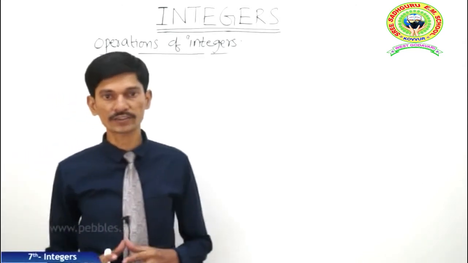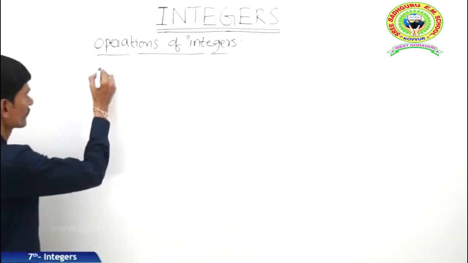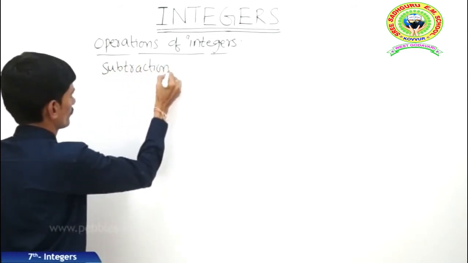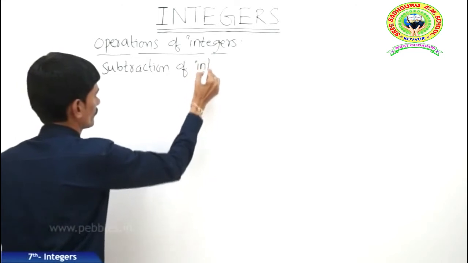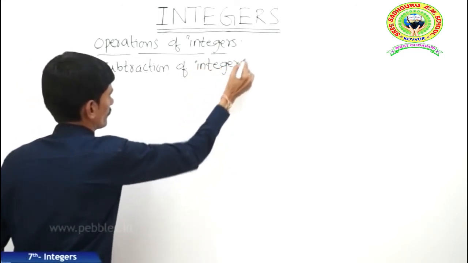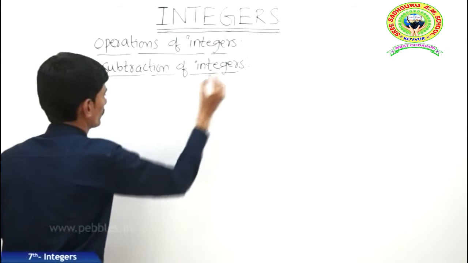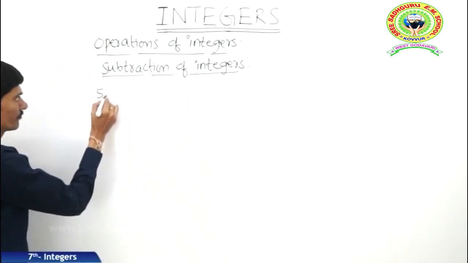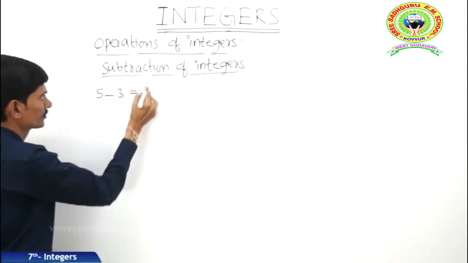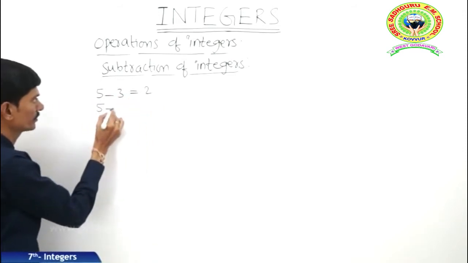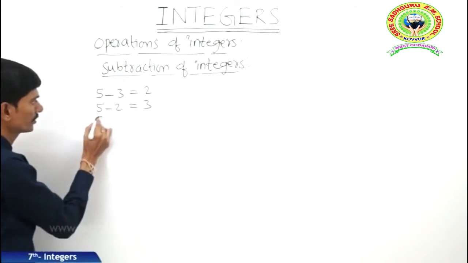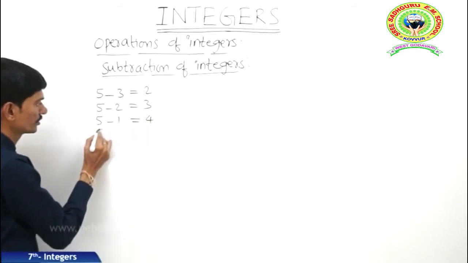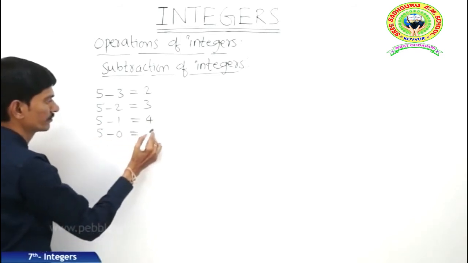Now let us see the subtraction of integers. Now if you observe the subtraction of integers from 5. So 5 minus 3 equals 2. And then 5 minus 2 equals 3. Then 5 minus 1 equals 4. Then 5 minus 0 equals 5.